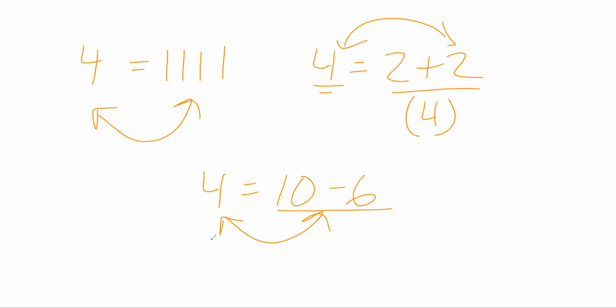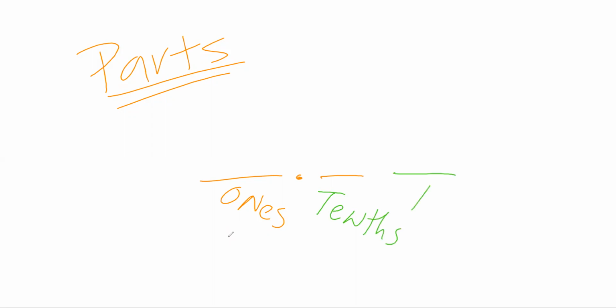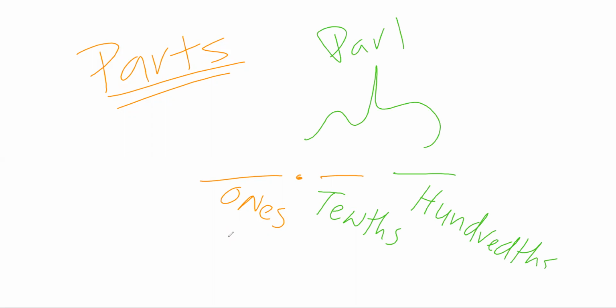Now with decimals, one thing we have to keep in mind with place value is that decimals are a part. They're a part of things. So if I have my ones place, and then we have our tenths, or even our hundredths, these are a part of the whole, and they're just place value. That's really all they are.